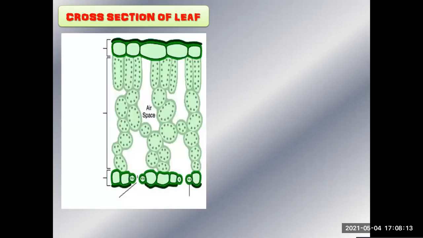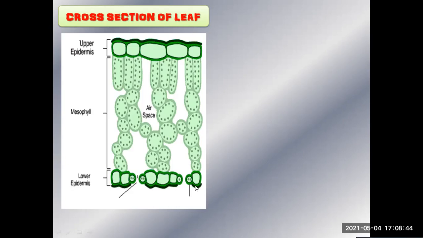This is how it appears. It's just a diagrammatic representation. As you can see, three layers are there. This is one layer, and that layer is known as the upper epidermis. Below the upper epidermis, we see cells containing a lot of chloroplast, which gives the leaf its deep green color. That part is known as the mesophyll. And then the lower epidermis.